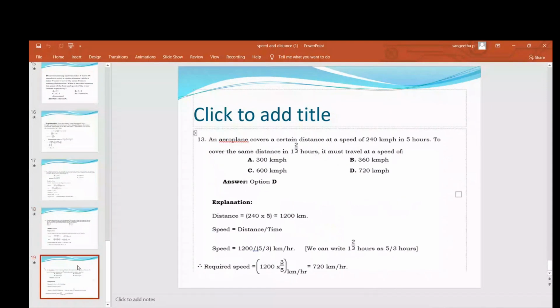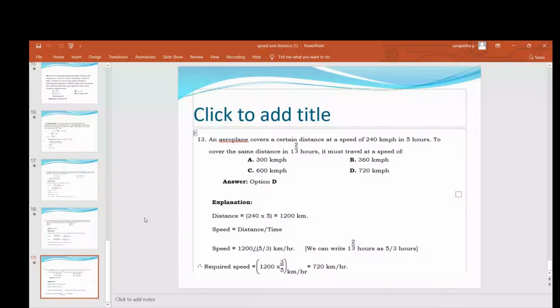An aeroplane covers a certain distance at a speed of 240 km per hour in 5 hours. To cover the same distance in 1 2/3 hours, it must travel at a speed of what? So you have to concentrate on this problem. Imagine traveling in an aeroplane. It covers some distance, which they did not mention. The speed given is 240 km per hour and the time is 5 hours.